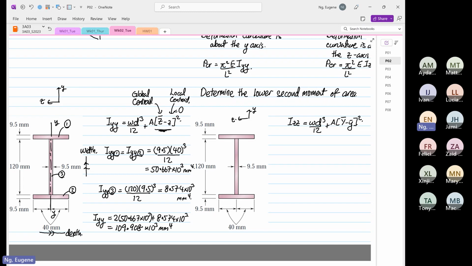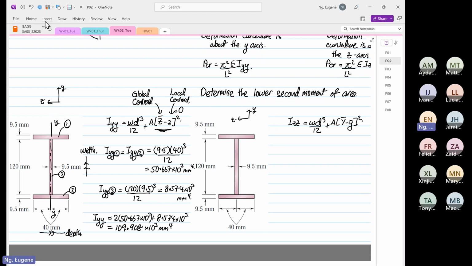Okay, so let me see again. So the width is 9.5, the depth is 40 cube divided by 12, which is 50.667. The other one is the width is 120, 120 times 9.5 to the power 3 divided by 12, 8.574. So 50.667 times 2 plus 8.574 is 109.908. So that is our IYY.